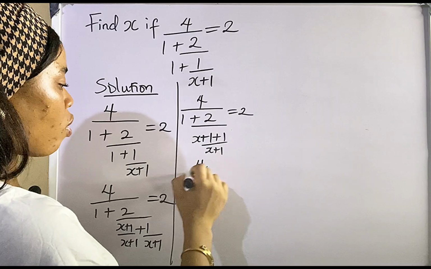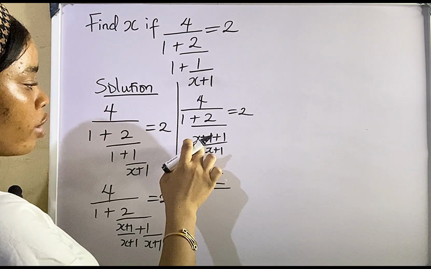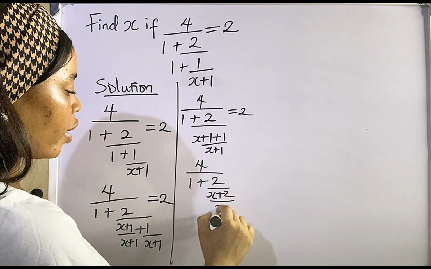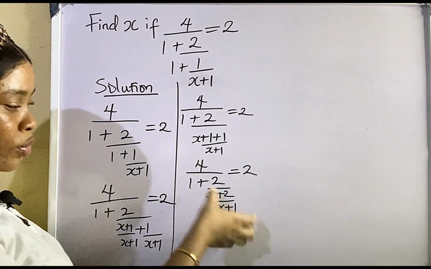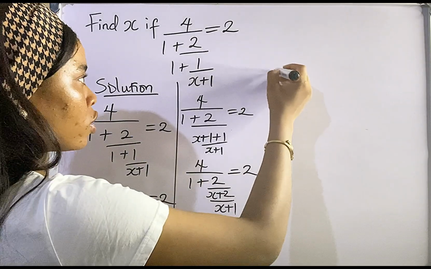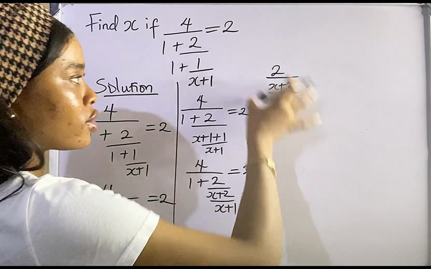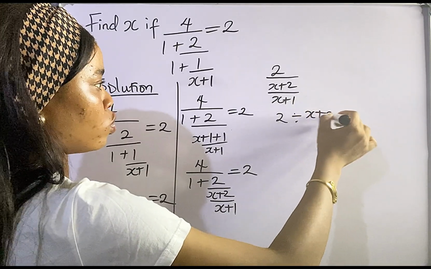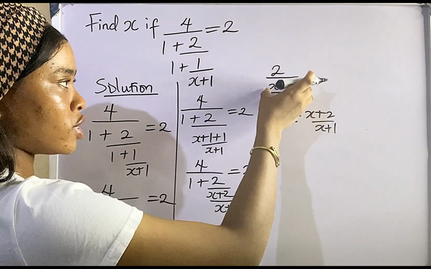So we now have 4 all over 1 plus 2 over, and now we can add this. We have x plus 1 plus 1, which gives us x plus 2 over x plus 1 equals 2. Looking at this, we can resolve it to become 2x plus 2 over x plus 1. Now this can be written as 2 divided by x plus 2 over x plus 1. This is a division sign here because this is dividing this.